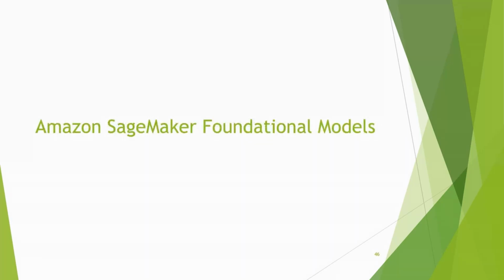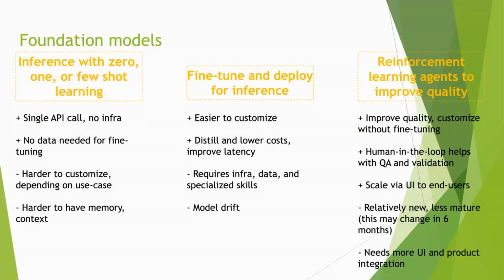All right, so the Amazon SageMaker foundational model. What can you do on Amazon SageMaker? The foundational model comes in three flavors. The first one, you can have an inference with zero, one, or few shot learning. This means that you can get a model with one click and deploy that model, and you have a single API call. You don't need any infrastructure specified for that, and you don't need any data to fine tune the model. But it comes with a cost, which is that it's harder to customize depending on the use case, and it's harder to have a memory context.